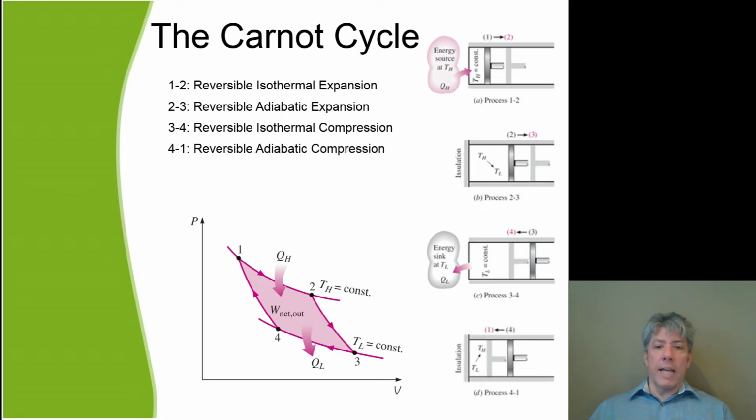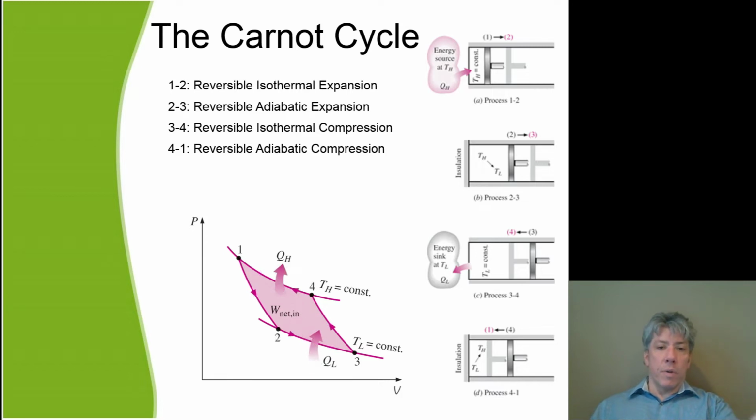Finally, we'd have our last process where we put insulation back on the cylinder head and compress the gases, putting work into the system from TL up to TH to end up back where we started. So this process, the cycle, consists of 4 processes, and they're all completely reversible. So this would be our Carnot cycle heat engine.